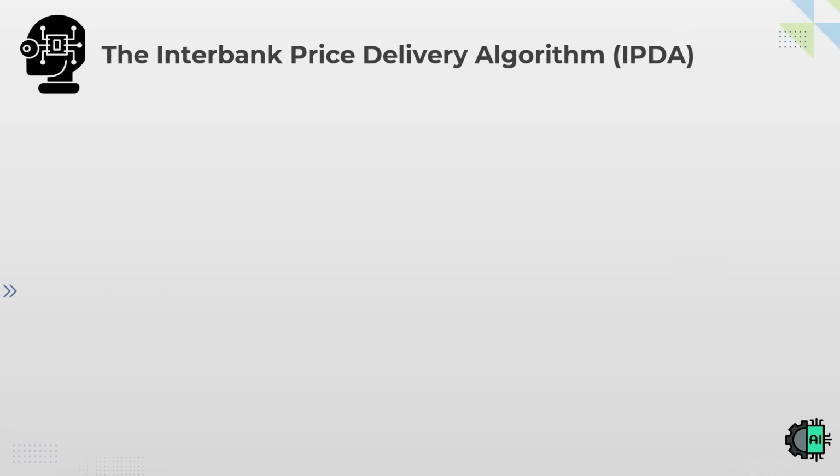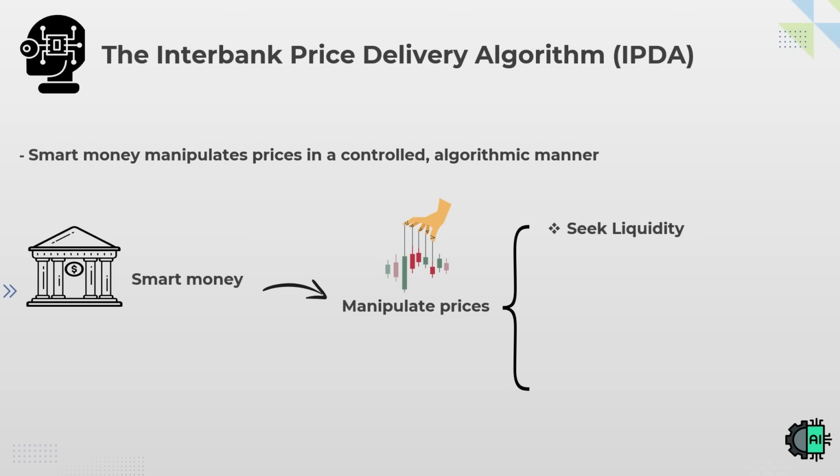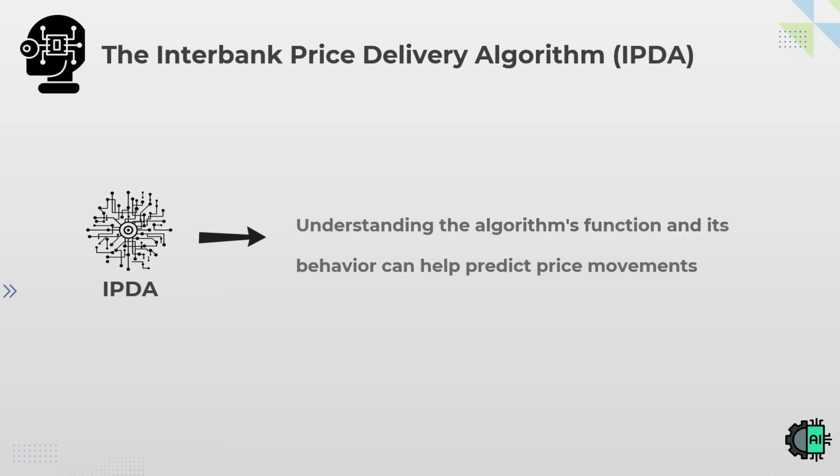The Interbank Price Delivery Algorithm suggests that smart money manipulates prices in a controlled, algorithmic manner to seek liquidity, balance inefficiencies, and deliver prices efficiently within the interbank market. Understanding the algorithm's function and its behavior in the market will give you the edge in predicting price movement in the market. So let's have a more detailed explanation of the Interbank Price Delivery Algorithm.